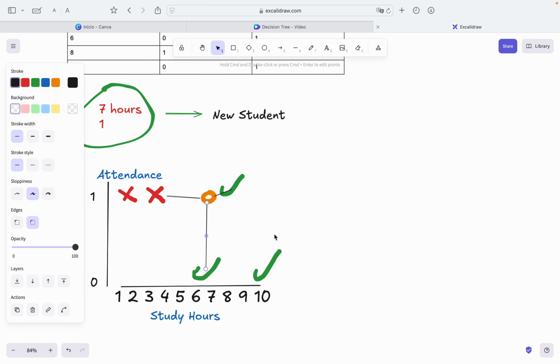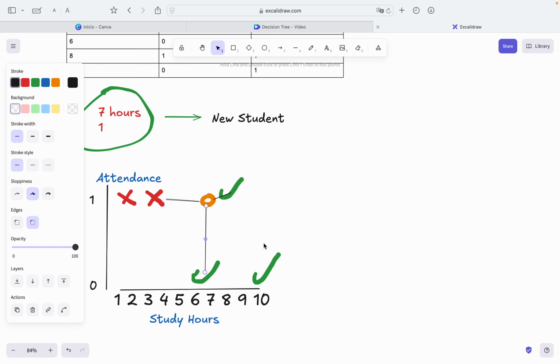So this is a very interesting way of understanding this concept.